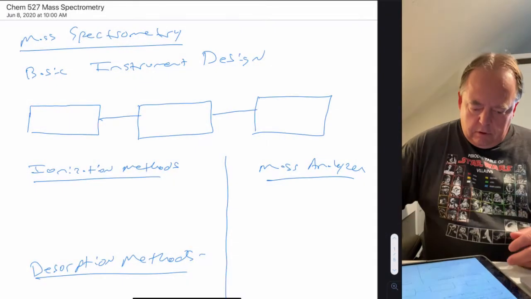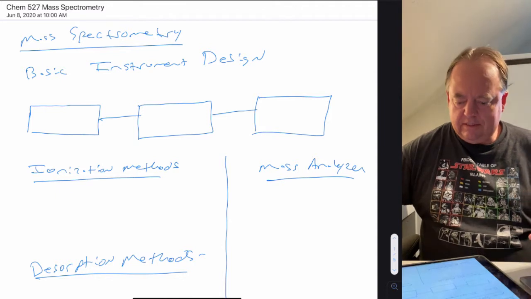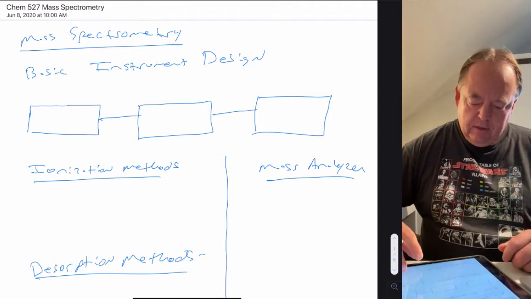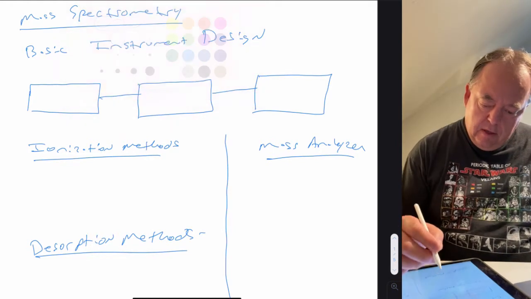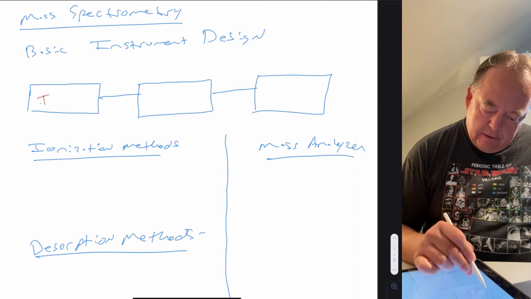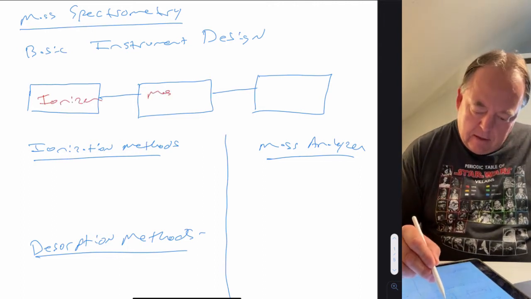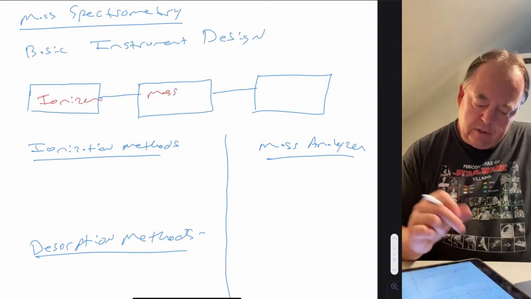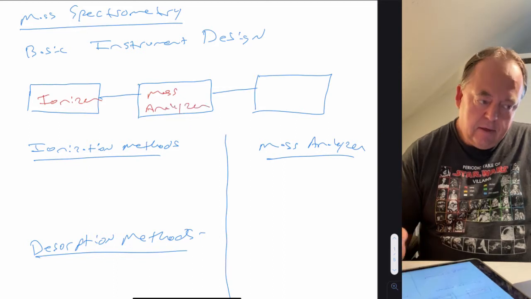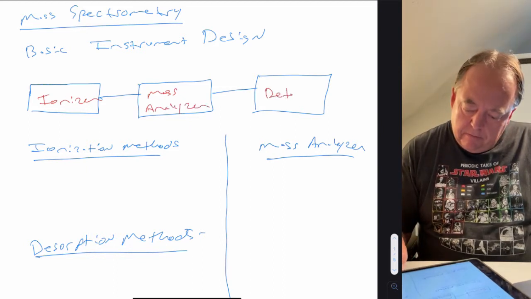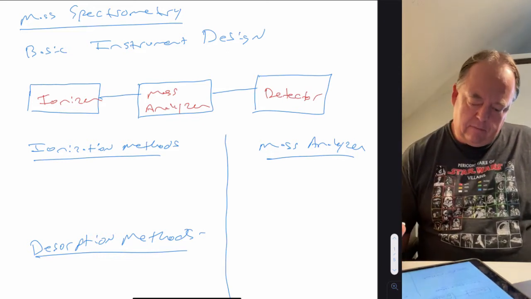So this lecture will cover the basics of how a mass spectrometer instrument works. So what's going on inside the box? A mass spectrometer basically has three pieces to it. It has what's called an ionizer, a mass analyzer, and a detector. The sample goes initially to the ionizer, then to the mass analyzer, and then to the detector. There can be other components to a mass spec, but that's the basics of what every mass spectrometer has to have.